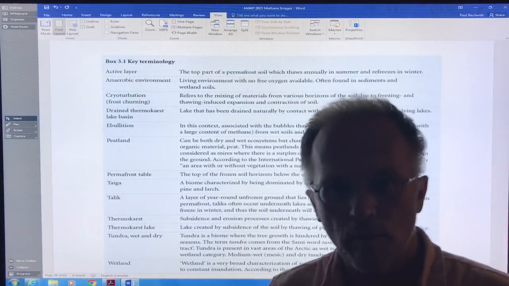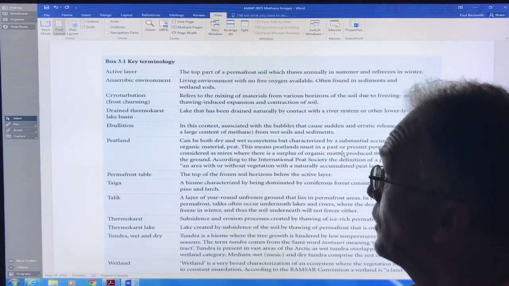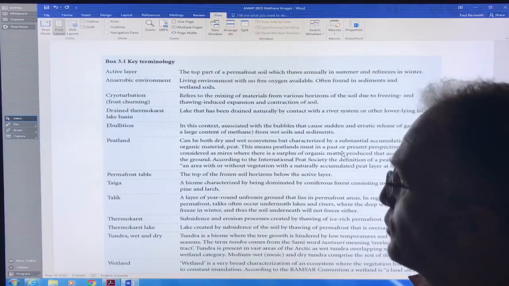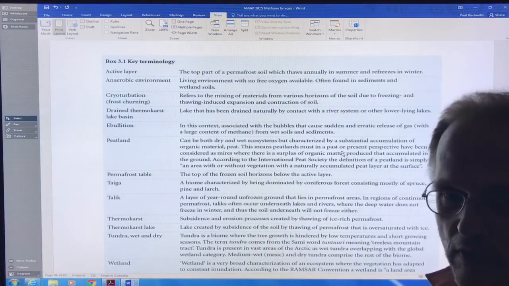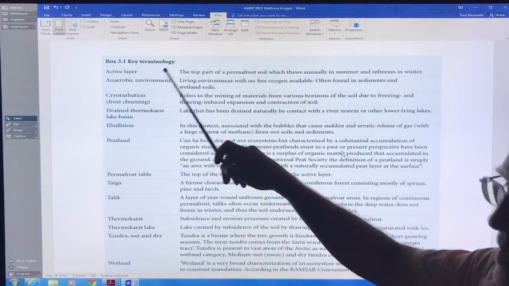Hello, I'm Paul Beckwith. I'm with the University of Ottawa Laboratory for Paleoclimatology. And we're talking about methane. These are some of the key terms that are important to know if we're dealing with methane in the Arctic.